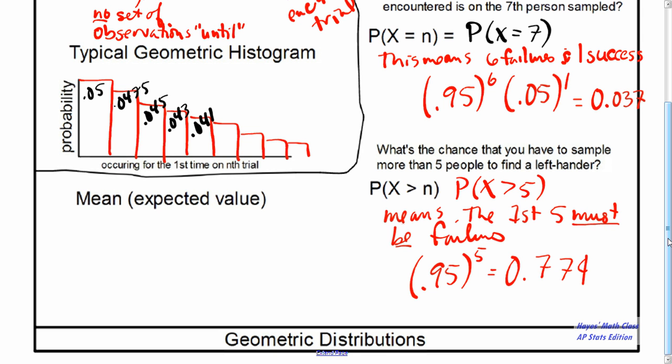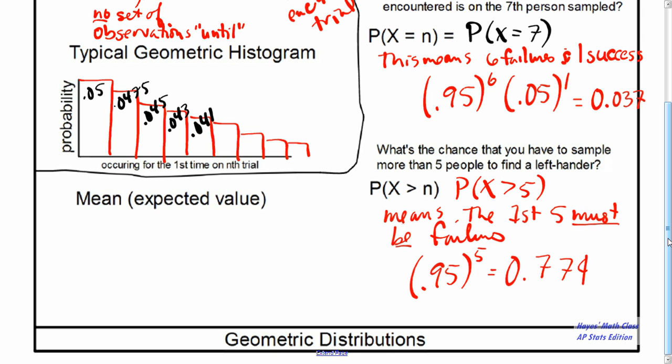So basically, the whole idea of geometric distributions is that there's a geometric PDF and CDF on your calculator. In reality, you can do this almost easier by hand than typing it all in. What it's going to ask for is how many failures are going to happen until I get to a certain point.